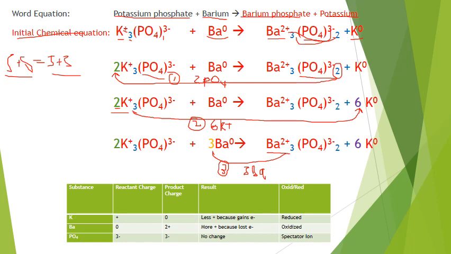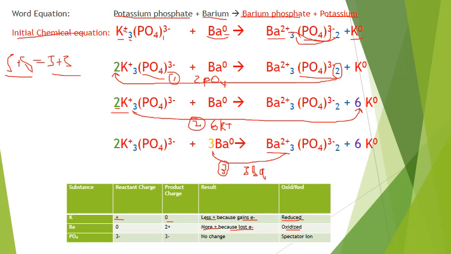Okay, as far as what's being oxidized and reduced, potassium goes from having a plus charge to having no charge. So that means it got less positive, and the reason it got less positive is because it gained electrons, so it was reduced. Barium went from 0 to 2 plus, so it got more positive. And the reason it did that is because it lost electrons, so it's oxidized. And phosphate, nothing happens to it, it goes to 3 minus, 3 minus.